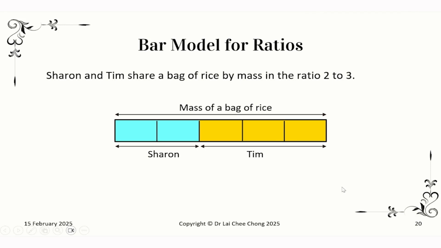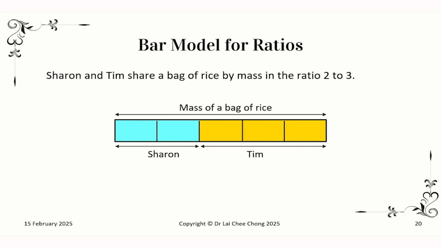About ratio. Ratio, I think, is taught in grade 5 onwards. I think it's grade 5, if I'm not mistaken. Grades 5 and 6 are all about ratio. Now, look at this question here. Sharon and Tim share a bag of rice by mass. That means how heavy it is. In the ratio 2 to 3.